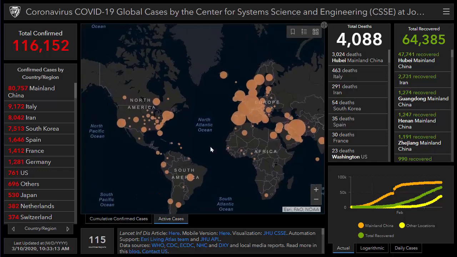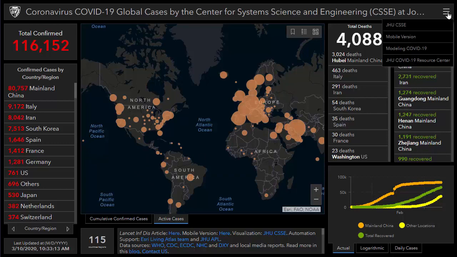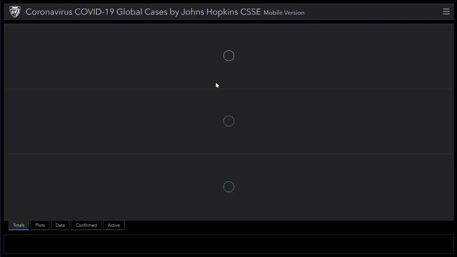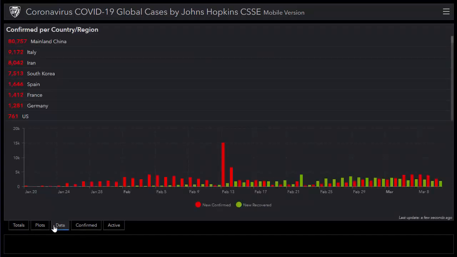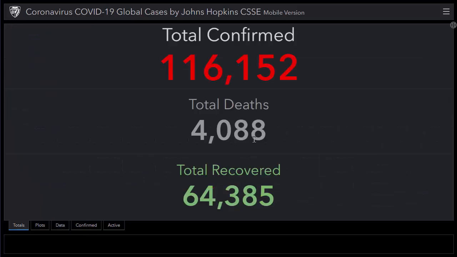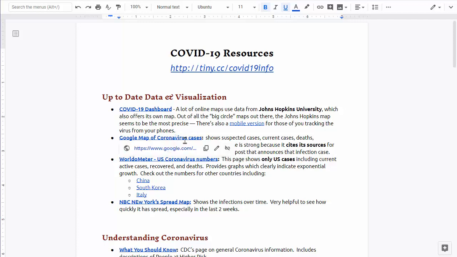You can look at active cases versus the cumulative cases as well. And if you need to get this on mobile, you can pull this down up here at the top and choose mobile version. Not a bad idea to have that on your phone, just to get an idea of what's happening. You can also access the data plots there as well. Now this is global, so it doesn't really give you the smaller picture of what's happening locally or in your area. For that, I would tell you to take a look at this Google map of coronavirus cases.